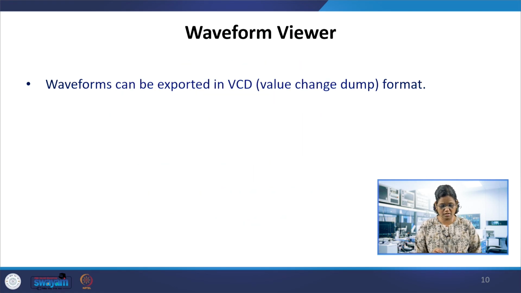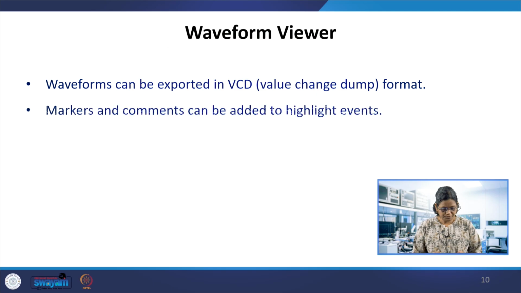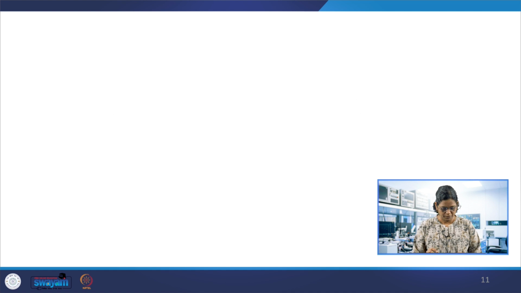And the waveforms which are shown in the waveform editor can be exported for future use, or as data, so VCD, value change dump formats, are available to dump the data in this VCD format. So, the inputs and outputs can be exported as well. The markers and comments can be added to highlight the events. So, it is possible to highlight on the waveform editor also. The comments can be added, and markers can be added also.